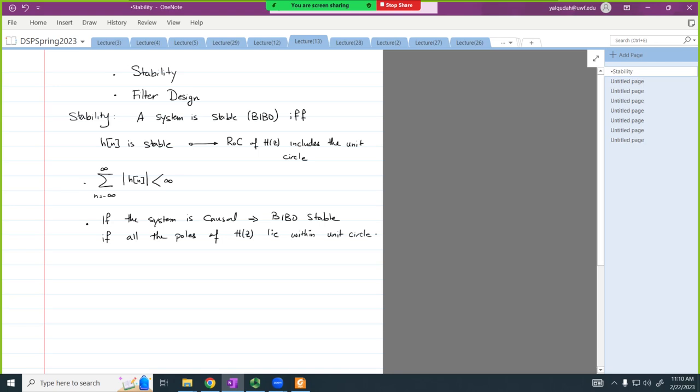Does that make sense, everybody? Can anybody explain to me why, if the system is causal, then the bounded input, bounded output stability means all the poles of H of z must lie within the unit circle? If they're not, then the denominator goes to infinity, or zero? Yes. Another explanation.